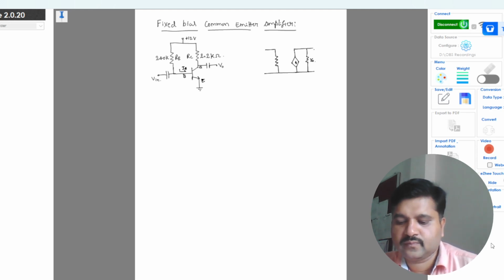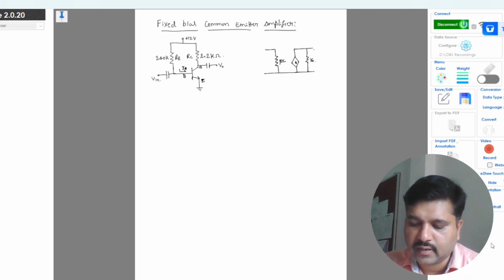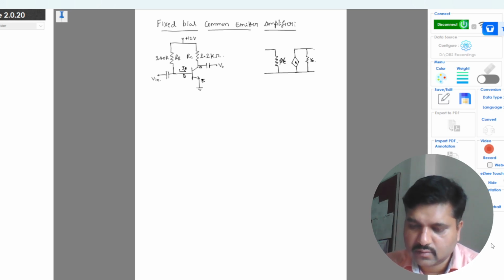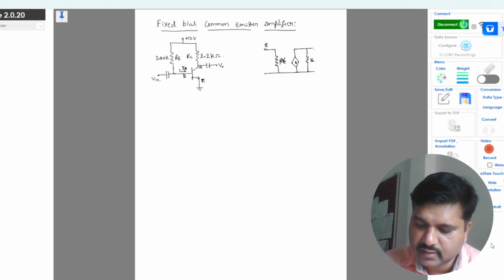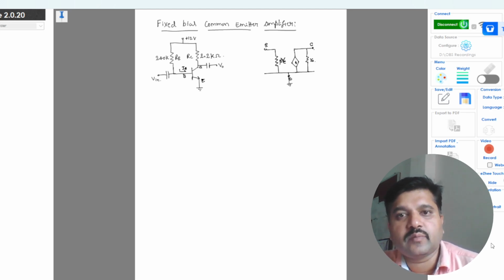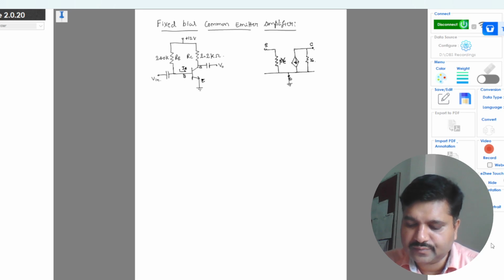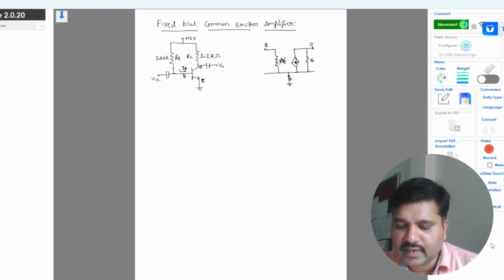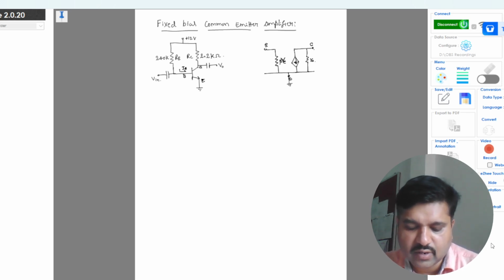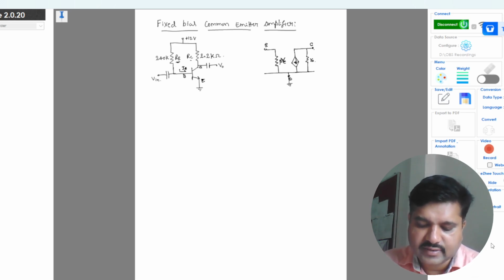This is beta RE, and this is the base terminal, this is the collector terminal, and this is the emitter terminal, which is connected to ground. So this is the small signal model of the transistor alone, having base, collector and emitter. Continuing with this, you have the additional components, which are RB and RC.